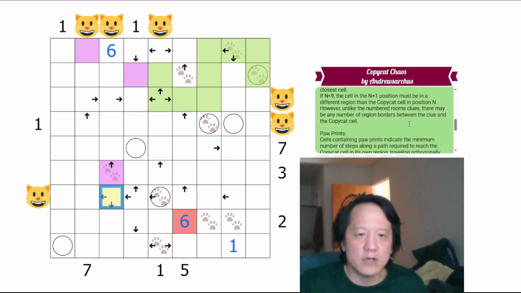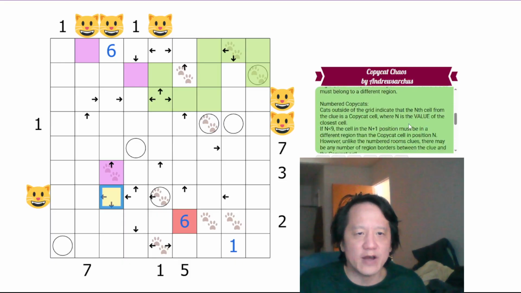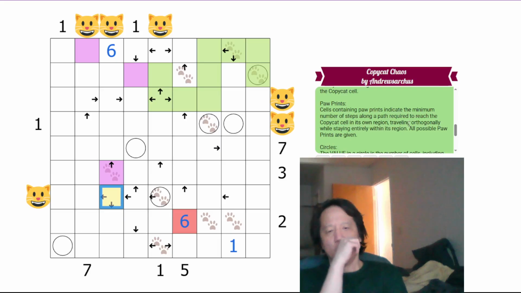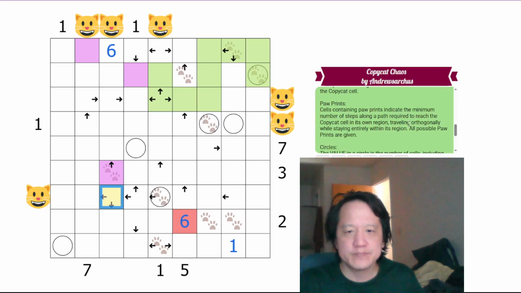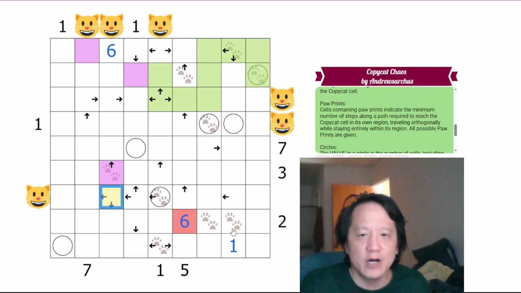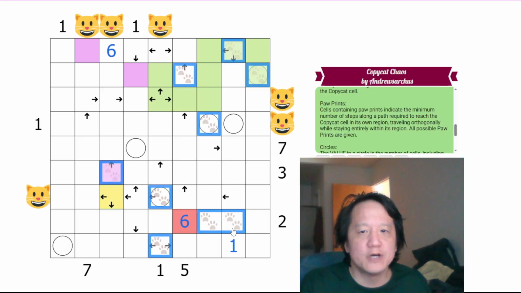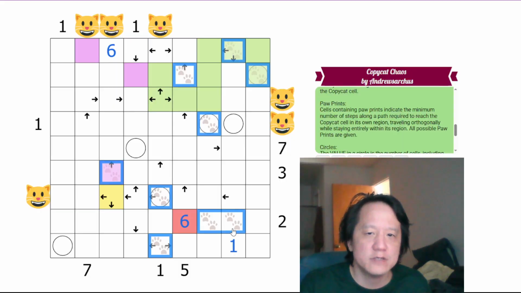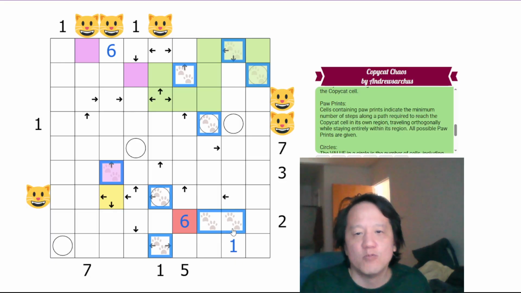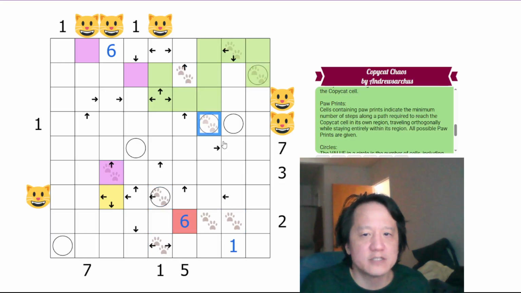So that's an example of how numbered copycats work. We have paw prints, where cells containing paw prints indicate the minimum number of steps along a path required to reach the copycat cell in its own region, traveling orthogonally while staying entirely within the region. And all possible paw prints are given.